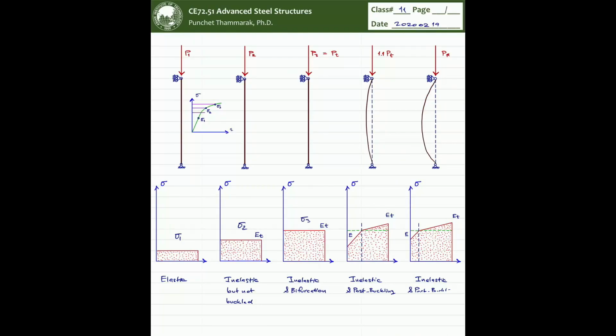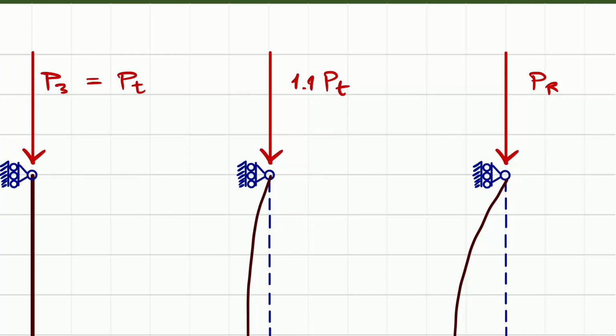And if you keep loading further, disregarding the excessive deformation, let it deform, but you keep loading until you get the peak and then it drops, then you get the PR, which is the load produced by reduced modulus theory.